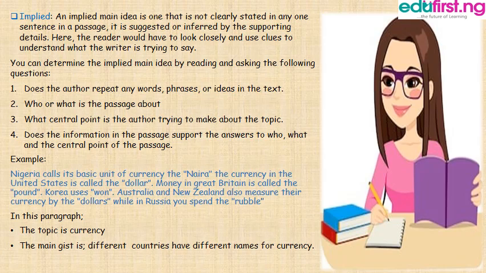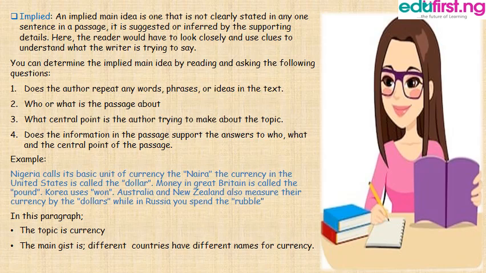Does the author repeat any words, phrases, or ideas in the text? Who or what is the passage about? What central point is the author trying to make about the topic? Does the information in the passage support the answers to who, what, and the central point of the passage?